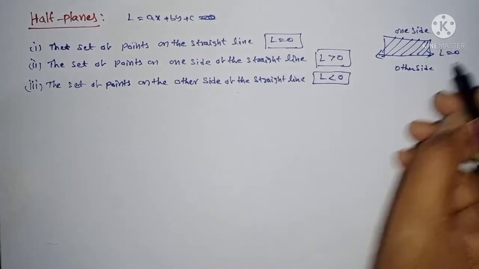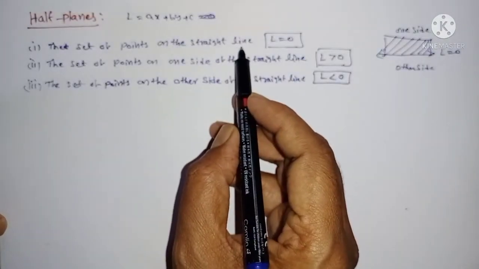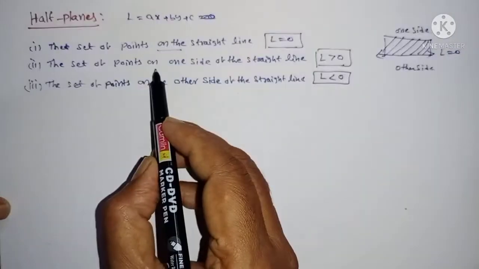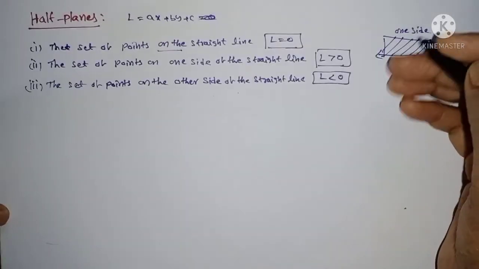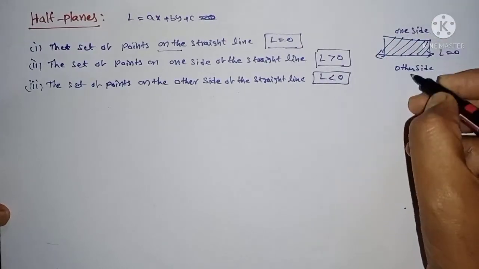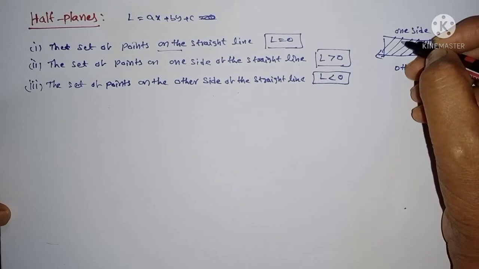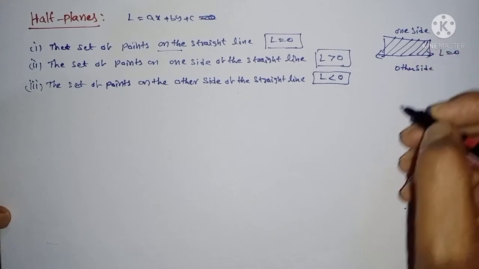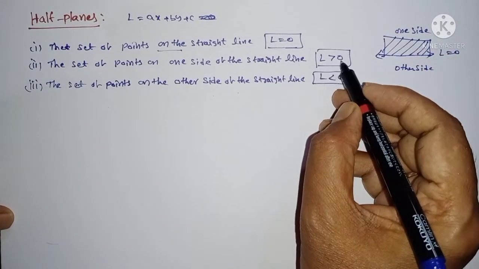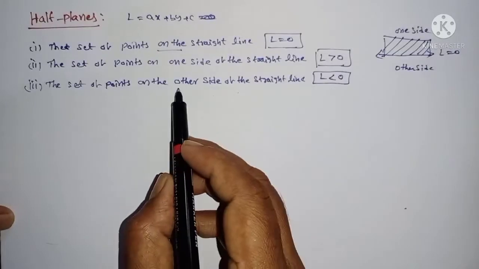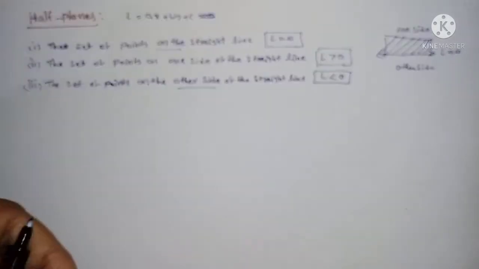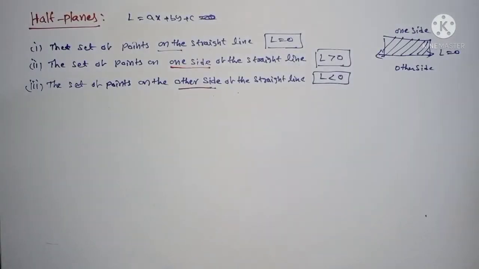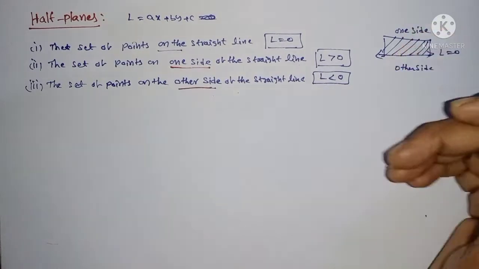For the given line equation, the set of points on the straight line means L is equal to 0. The set of points on one side means up or down only. Two points are both down only or both up only, on one side only, upside or downside. This is when L is greater than 0. The set of points on the other side: you can observe here that one point is on the upside and one point is on the other side.